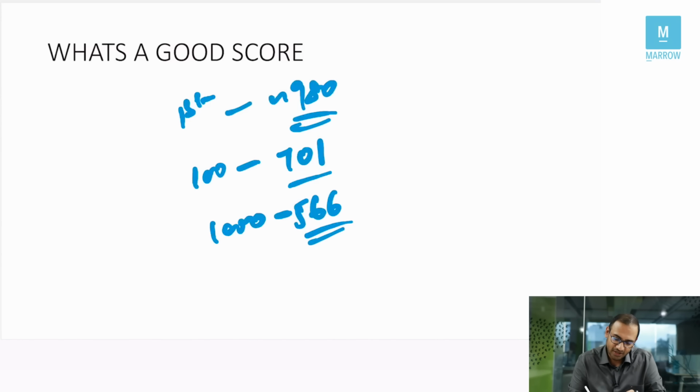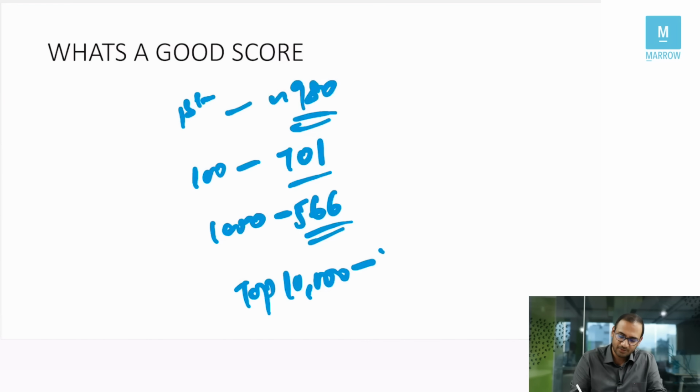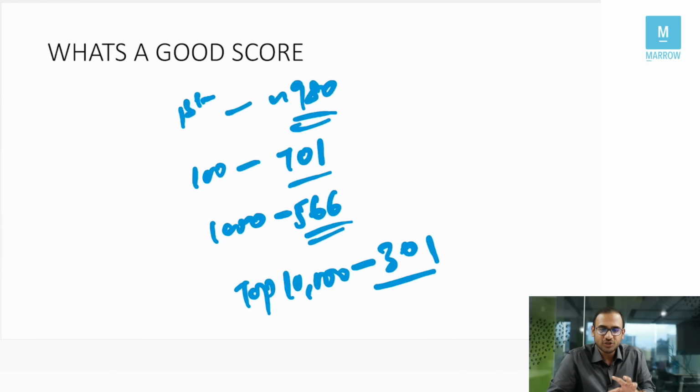All right. So 100, 701, 1000, 566. And top 10,000 scorers, they get approximately 301 marks. So again, I wouldn't rely too much on marks. Like I said, marks do not matter, percentile matters. But if you really insist on knowing the numbers, what is the average marks these toppers get? So this is in front of you. First ranker around 980, top 100, 701, top 1000, 566, top 10,000, 301.